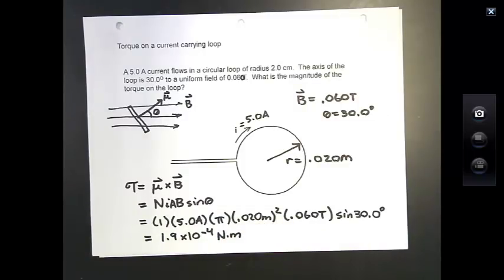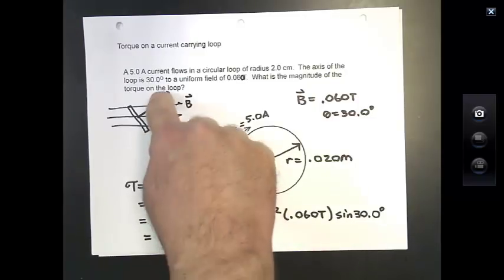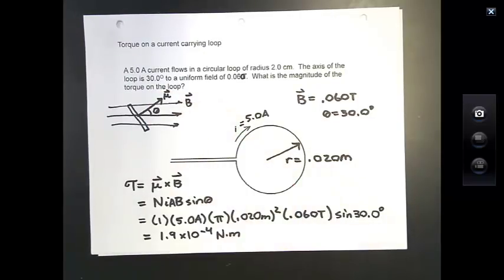So the B field wants to pull that thing back up into a right angle to the field, or make this perpendicular to the field, then the forces will balance and there'll be no torque. At this point, at 30 degrees, it feels a torque of 1.9 times 10 to the negative 4 Newton meters.